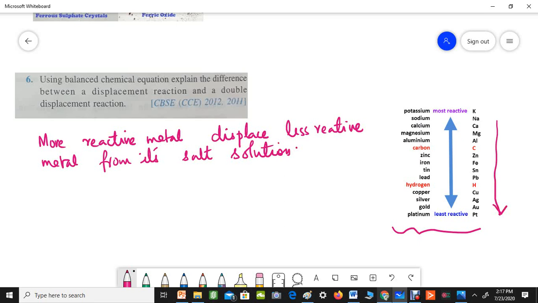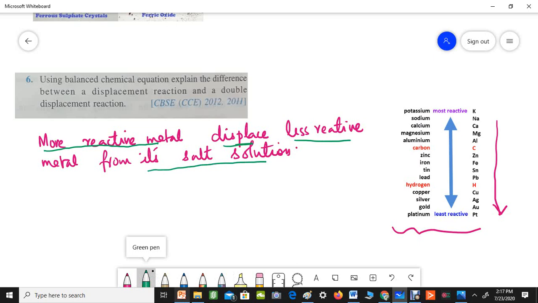Which means that the most reactive metals can displace the less reactive metals from their salt solution. For example, if you are considering potassium and sodium, potassium can displace sodium from the sodium salt solutions, or calcium can displace magnesium from the magnesium salt solutions. So basically what we mean, if you have two metals in your hand, the high reactive metal, the more reactive metal, can displace the less reactive metal from its salt solution. This is the idea of displacement reactions.